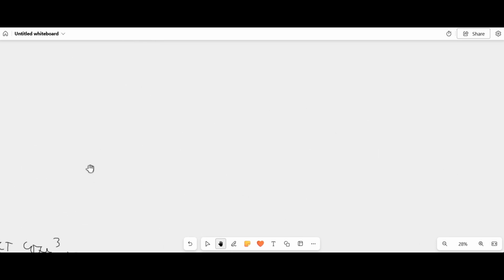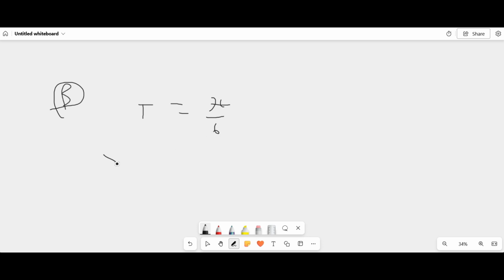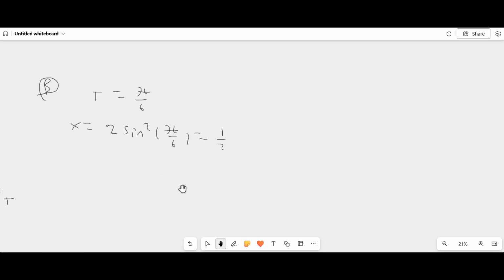Alright, and then part B here. Part B is saying that t is equal to pi over 6. So when t is equal to pi over 6, you need to put that into x here. So x equals 2 sine squared pi over 6. That's going to be 1 over 2. And then y is going to be 2 cot pi over 6, which is going to be 2 root 3.